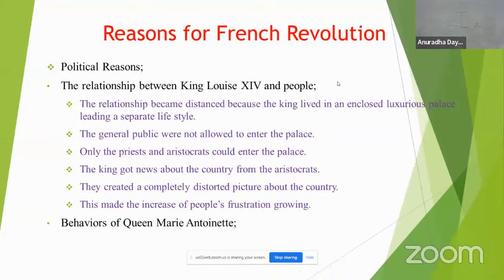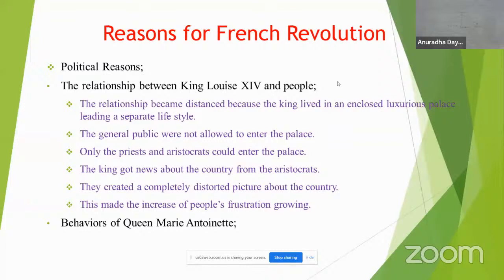So then, who is Queen Marie Antoinette? Now, the time of Louis XIV finished, and people's unrest was growing, and they were becoming against the government at the time of Louis XIV. Louis XV continued the same power, and Louis XVI was the last king, and the struggle started during his time. He was a very lazy king. He was not ruling the country. He was only enjoying privileges.